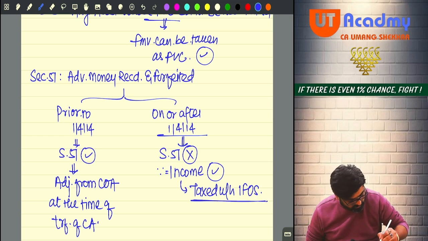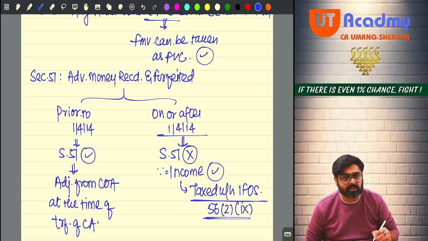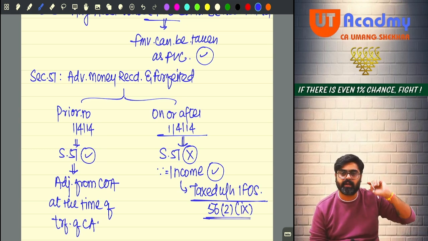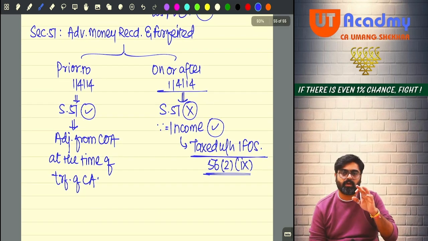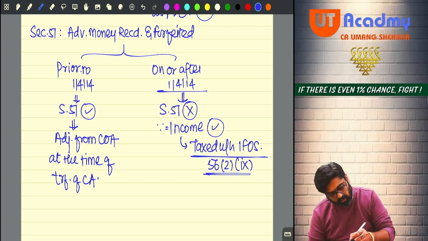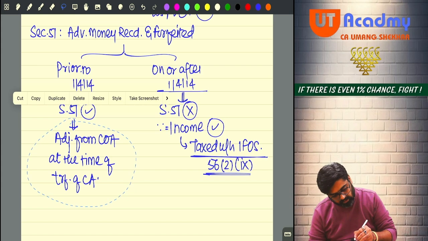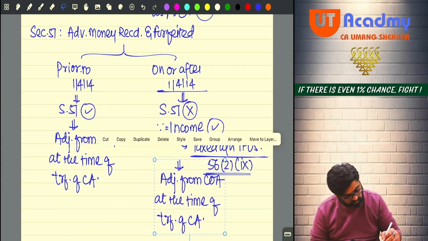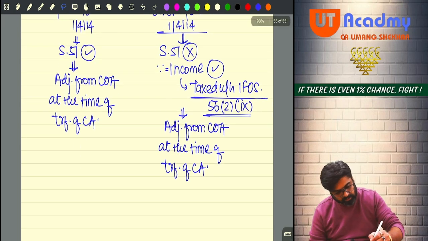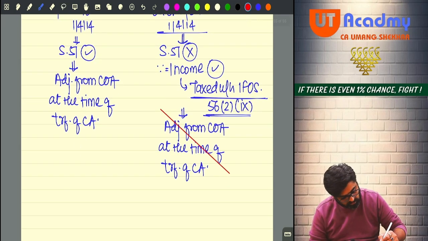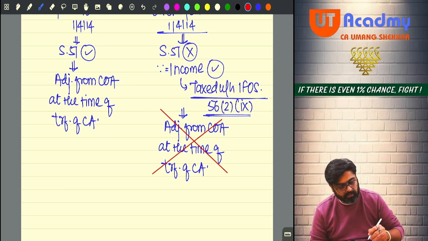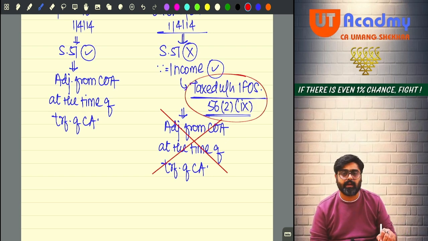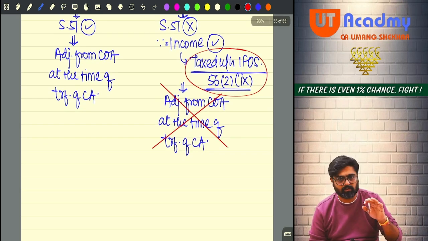There is a specific charge, section 56 subsection 2 clause 9. As per clause 9 of section 56(2), it is already taxed under the head income from other sources. So you don't adjust it out of the cost. Yes or no? So adjustment from cost of acquisition of the capital asset at the time of transfer, will you do it or not? You will not do it. This will not be adjusted under section 51 because it is already taxed under the head income from other sources. Will you remember this? This also we have done, no? So section 51 is also done.